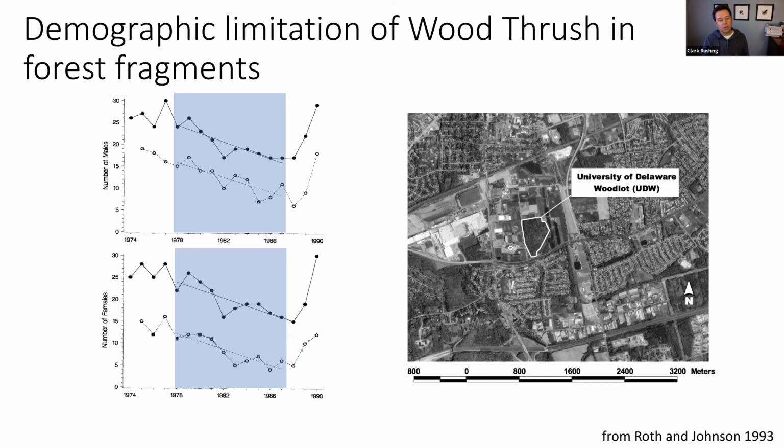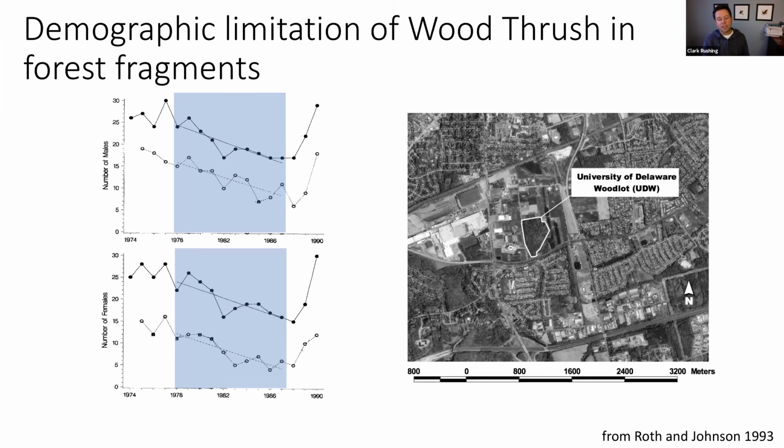And to make a long story short, one of the things that they found in this paper is that the change in returning adult birds, so these open circles here are essentially the number of birds that bred on this plot in previous years that returned to breed in subsequent years, that in both males and females, that was declining pretty much at exactly the same rate as the overall population size.